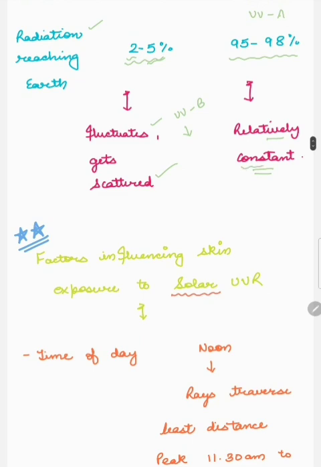UVA usually is relatively constant. So that is a very important thing to understand, that even though there will be certain factors that will decrease the radiation on earth, out of those also UVA is usually constant and it is UVB which gets variations.